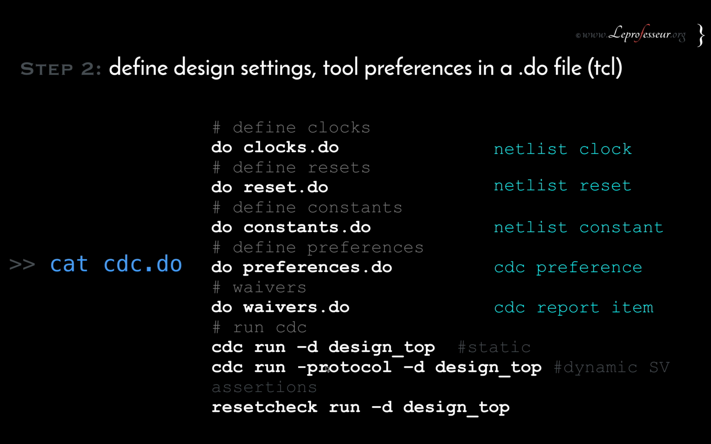If you are running CDC run in a dynamic simulation mode with the protocol option, it will generate the assertions. Those assertions you can then compile and run in the RTL simulation. So with CDC, you are pretty much done.